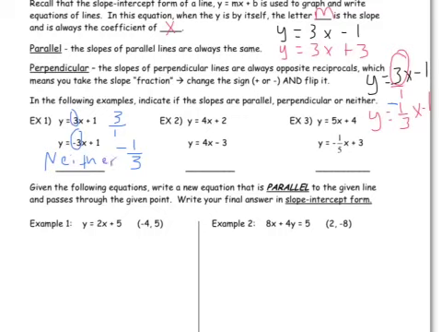Okay, and the second one, example 2, we're going to look at the slope. The slopes are exactly the same, so we know that they are going to be parallel. So if the slopes are the same, then they're going to be parallel.